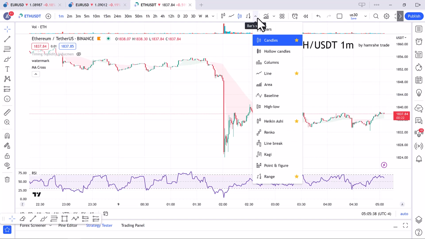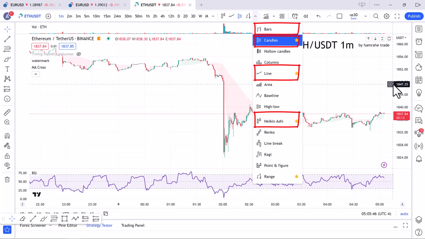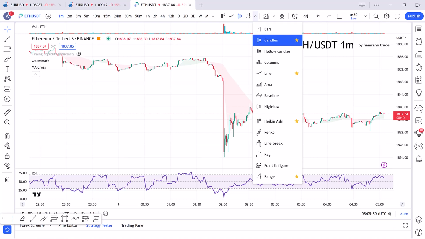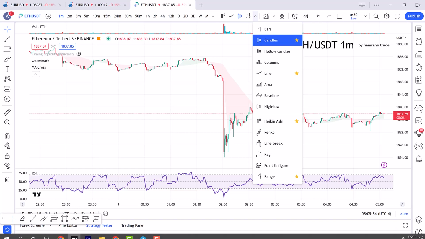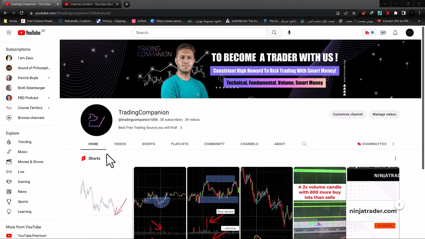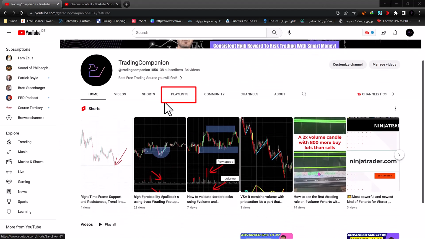We have 4 kinds of charts that we are going to talk about. Those are the charts that most of the people use. They are candlestick charts, line charts, bar charts, and heiken ashi charts. We are going to talk about their advantages and their disadvantages. Let's go to the charts. Let's talk about our playlists and then go to the charts.